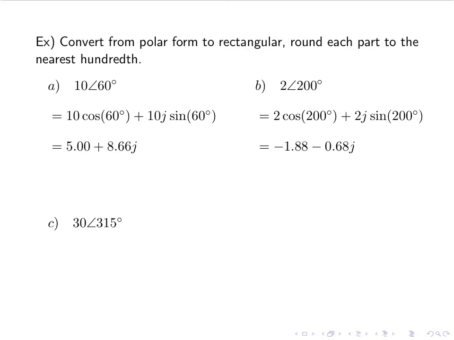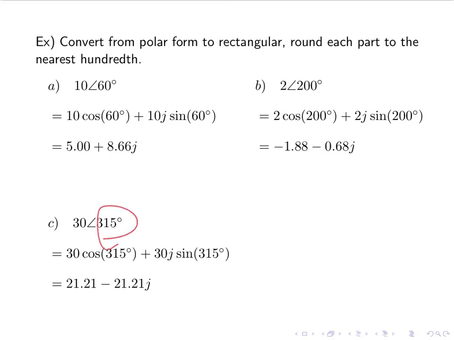How about 30 with an angle of 315 degrees? That means 30 cosine of 315 degrees plus 30j sine of 315 degrees. Plug them both into my calculator. I get 21.21 minus 21.21j. 315 degrees is quadrant 4. So X or A is positive and B or Y is negative. And that will give us a quadrant 4 complex number.